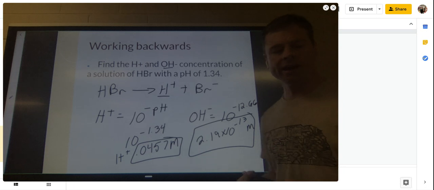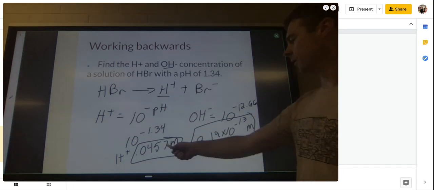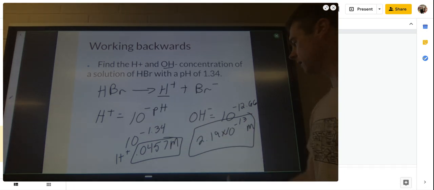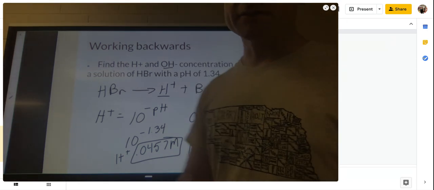So usually with these acids and bases, here's what you find. One number's way bigger than the other. Okay, so that's all I got from that.